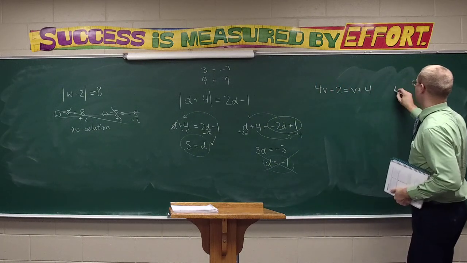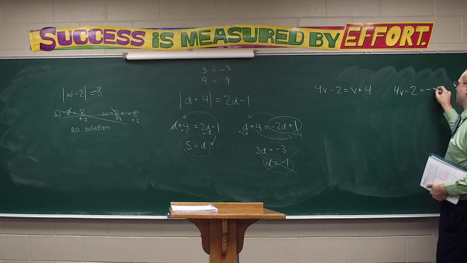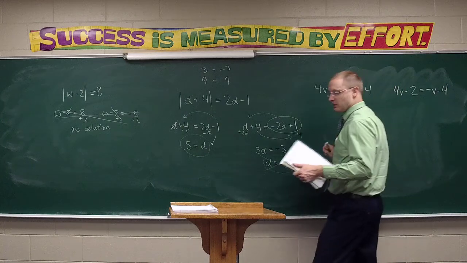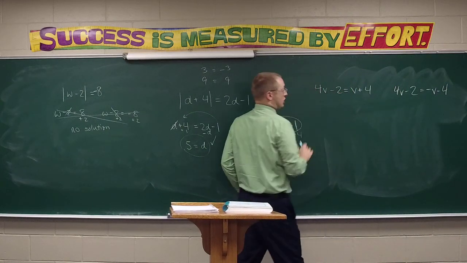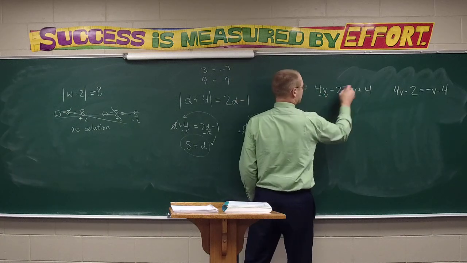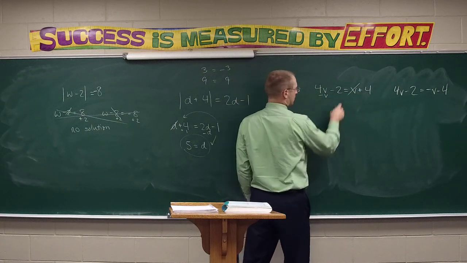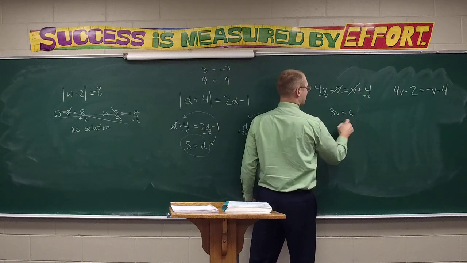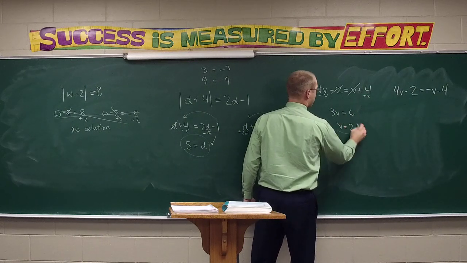And 4b minus 2 equals negative b minus 1. There we go, where we keep everything intact, change all the signs. So Brandon, as we solve the first equation, talk me through it. Subtract the b, and then you bring the negative 2 to positive 2, and then 3b equals 6, divided by 3, and then b equals 2. All right, so there's one possible answer.